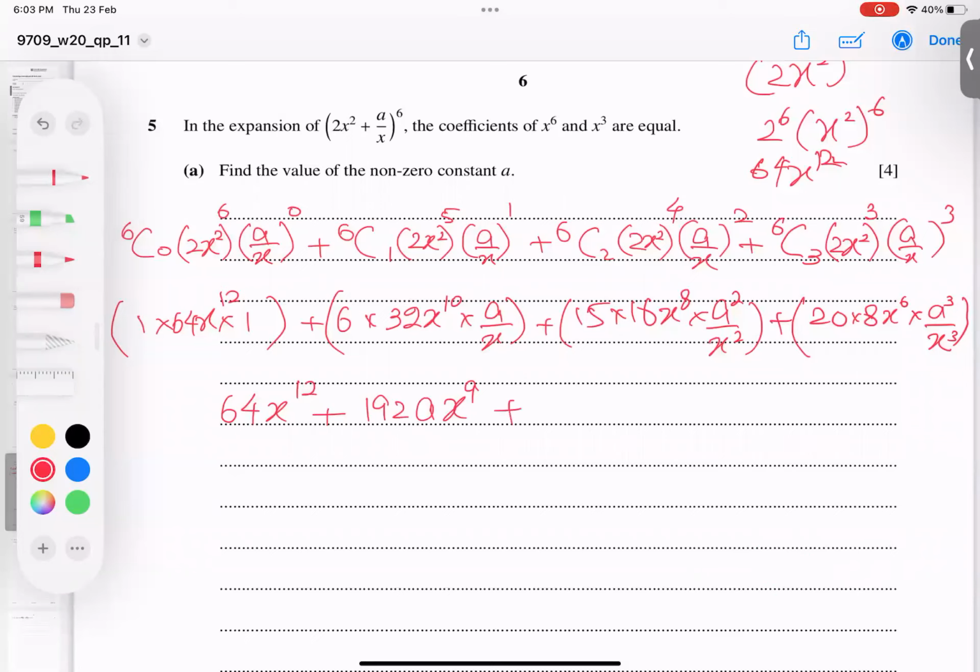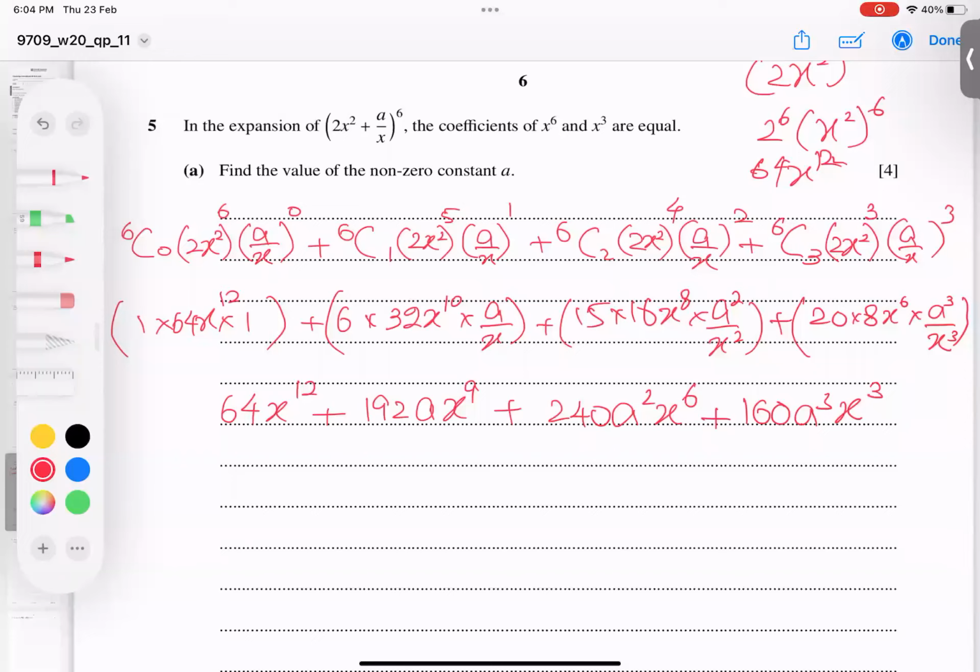So 15 times 16 is giving us 240. 240 is coming from here, and a to power 2 coming as it is. And out of 6 to subtract, because 1 up, 1 down, I got 6. And here I got 160, and a cube comes before, and out of 6, 3 gone, I got x to power 3.